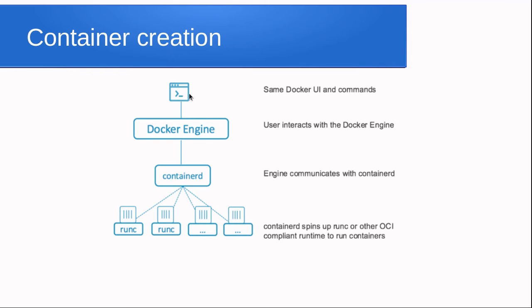So when you type in the CLI, it goes to the Docker engine. The Docker engine creates a list of all the resources, the related things that have to be tied with the container, and sends it to containerd. Now containerd sends all this information to runc. Runc is what actually runs your containers.